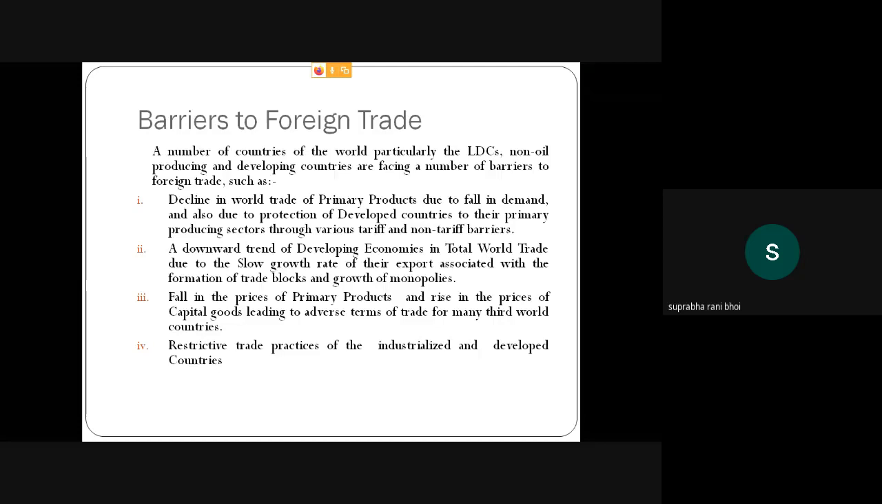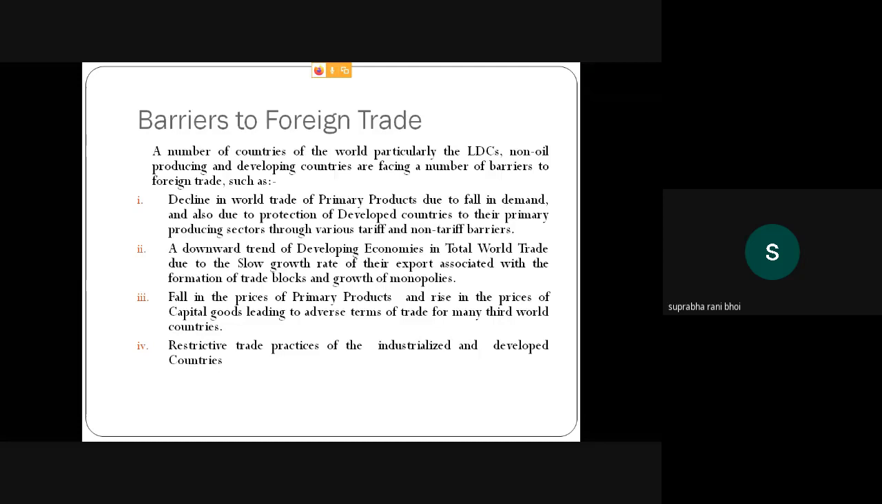Next is the fall in the prices of primary products and rise in the prices of capital goods. You can easily imagine that a country exporting primary products will earn a low amount of foreign exchange, but the same country is importing capital goods, manufactured products and machineries, so it has to spend more foreign exchange. So definitely there will be a trade deficit. In this way, many third world countries are facing trade deficits.